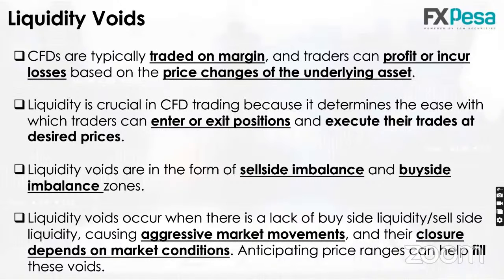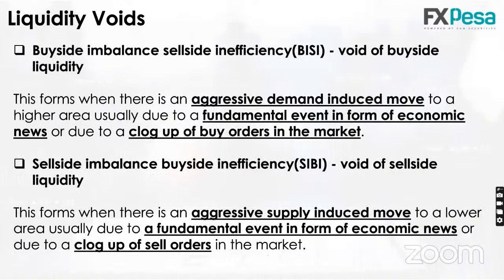So liquidity voids occur when there's a lack of buy-side liquidity or sell-side liquidity, causing aggressive market movements, and their closure depends on market conditions. Anticipating price ranges can help fill these voids. So I'm just going to go through a few more slides here, and then we shall cross over to TradingView, and I'll be able to show you in real time how these patterns form and how we can essentially utilize them when we're making our trades. Before we do that, it's important to understand what a buy-side imbalance is, what a sell-side imbalance is, and also very important, what inefficiencies are.